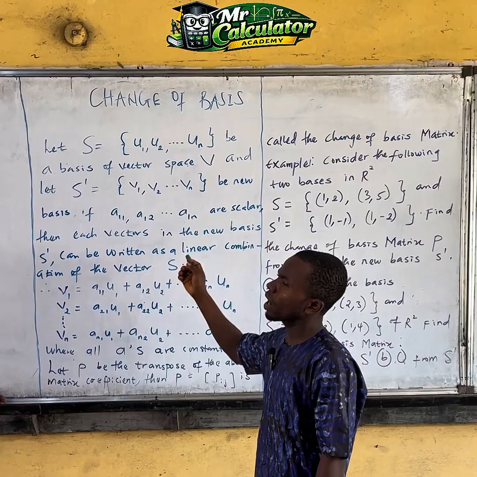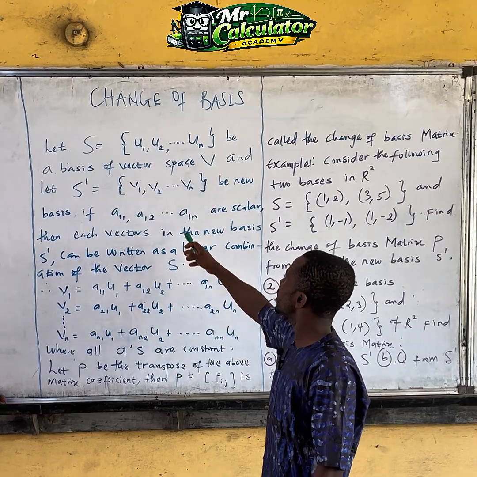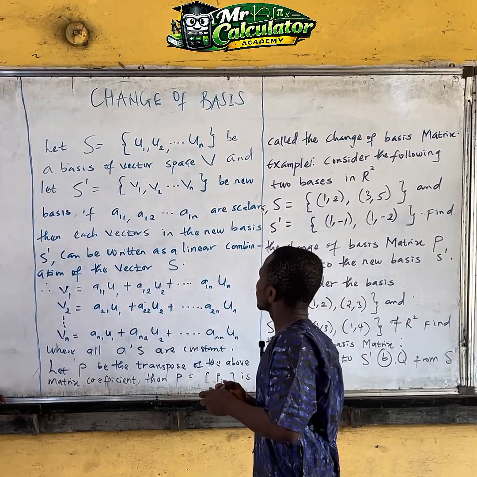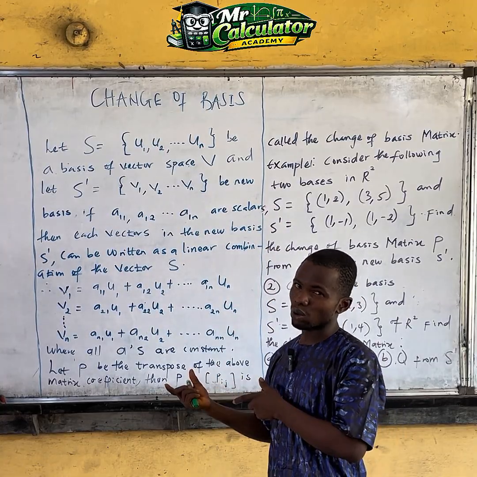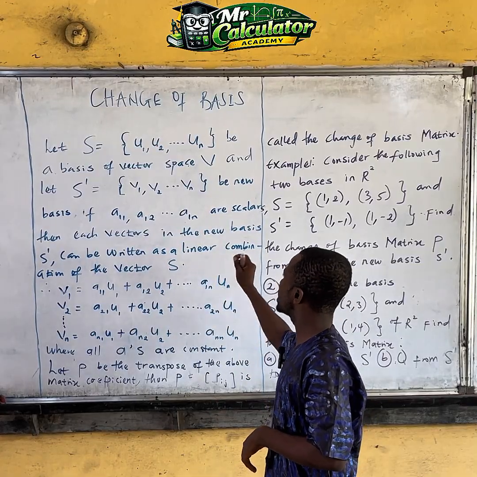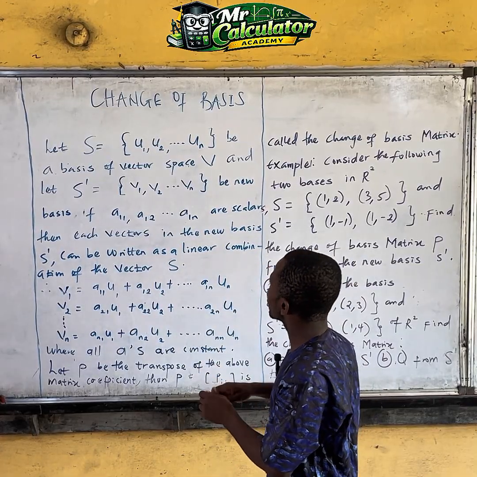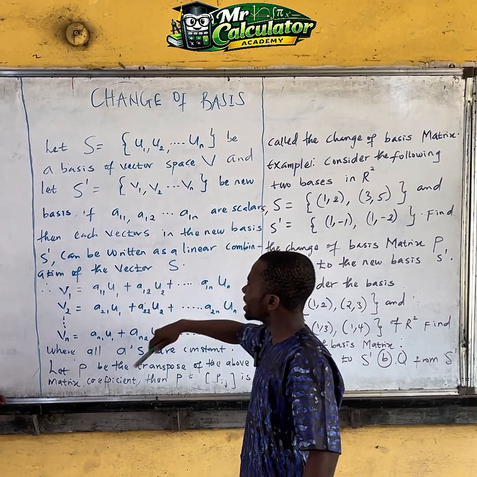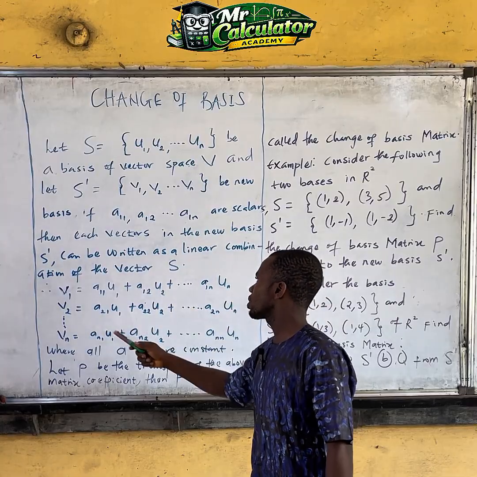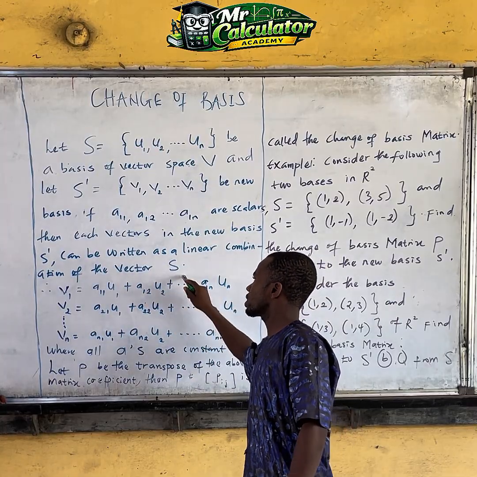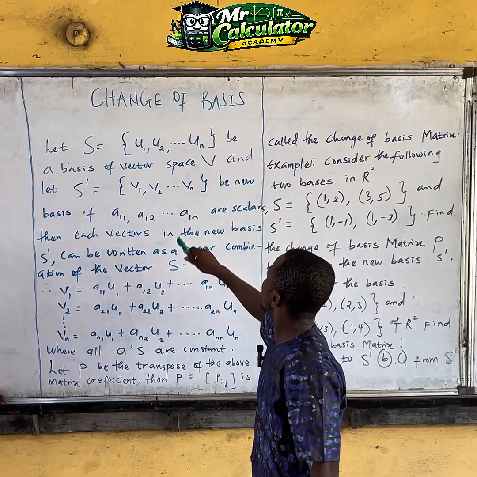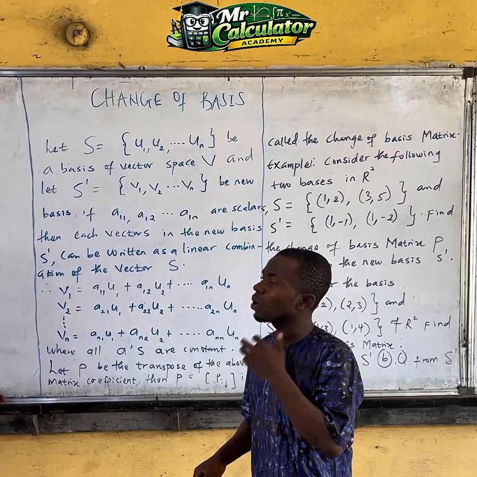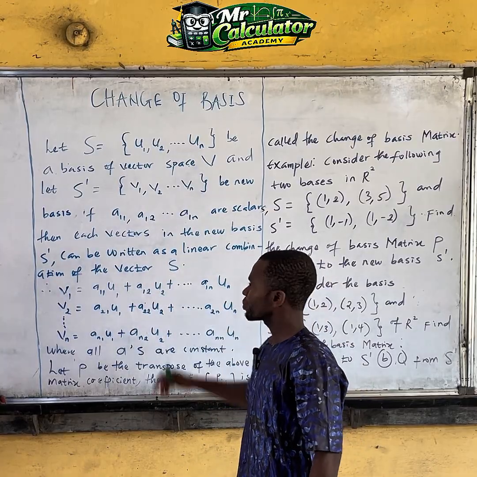Now, if A11, A12 to A1n are scalars, scalar means an ordinary number, they are not vectors. Then each vector in the new basis, that is individual vectors V1, V2 to Vn, can be written as a linear combination of vectors of S, which means we can write the basis of S prime as a linear combination of the basis of vector S.